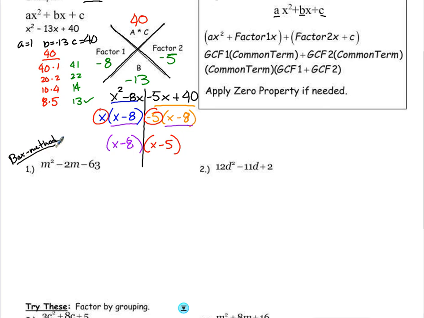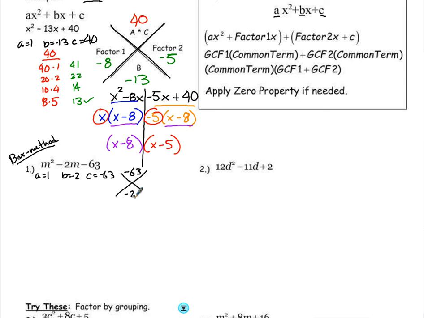So I'm going to go ahead and first draw my x, and I'm going to take the product of A, which is 1, B is negative 2, and C is negative 63. So we're going to take the product of 1 and negative 63, which is negative 63. B is a negative 2. Now since my A times C term is negative, that tells me that one factor has to be positive and the other factor has to be negative.